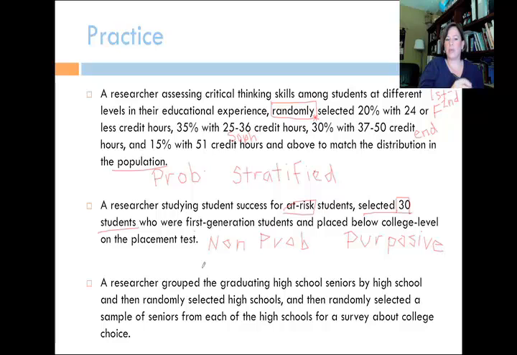Let's look at number 3. A researcher grouped the graduating high school seniors by high school, then randomly selected high schools, then randomly selected a sample of seniors from each of the high schools for a survey about college choice. Well, this is the example I gave you when we were talking about multi-stage. There are words in here that are key words: randomly selected, randomly selected. So this is a probability sampling method, and it is multi-stage.